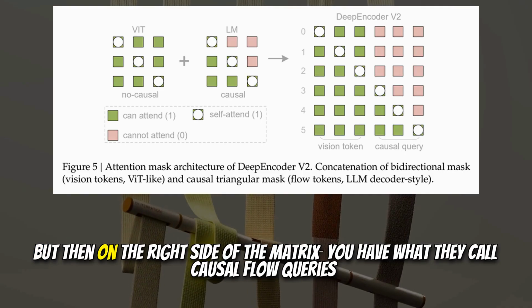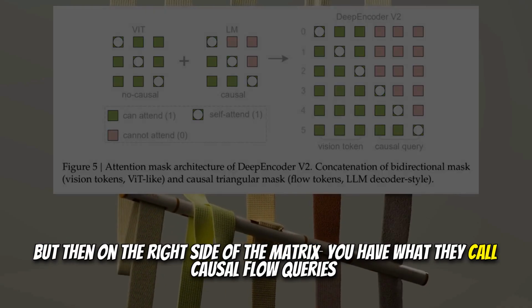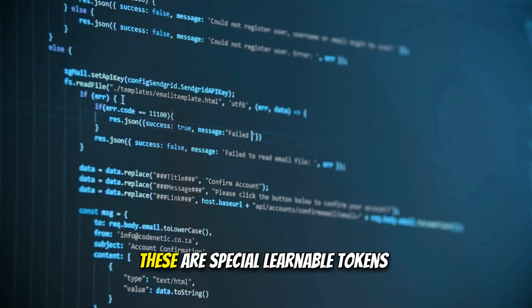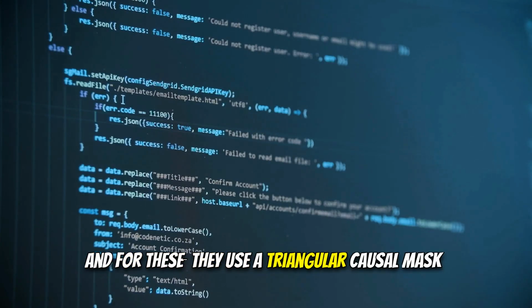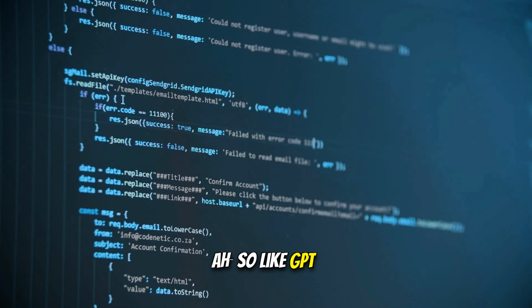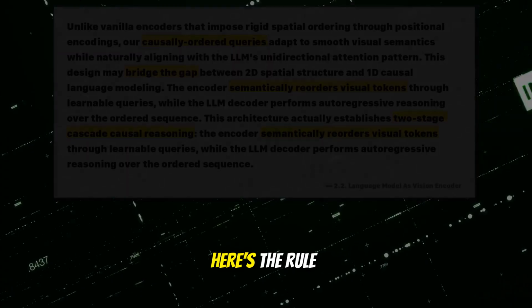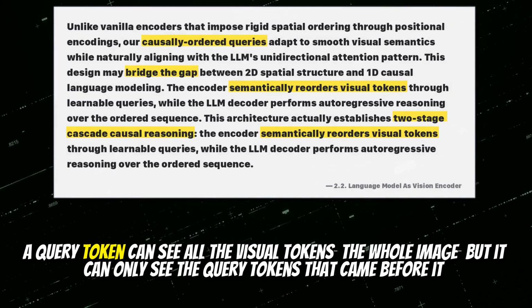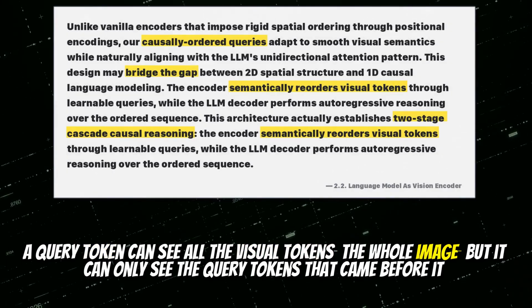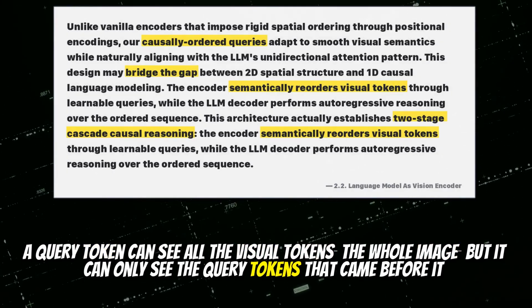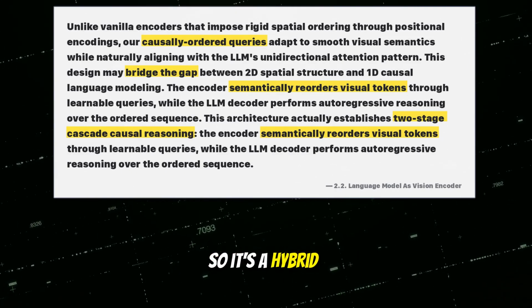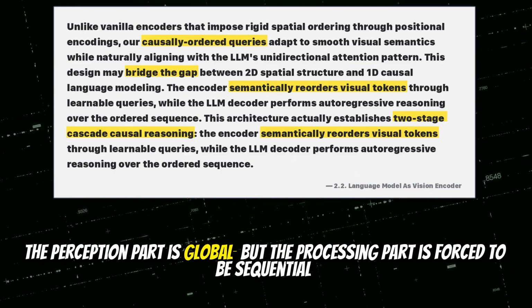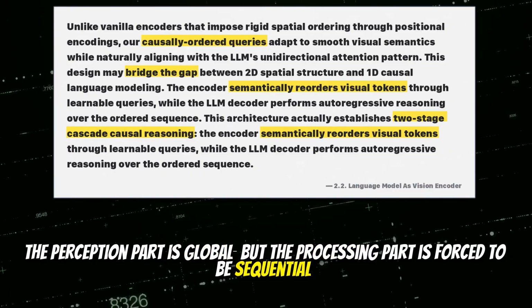Exactly. But then on the right side of the matrix, you have what they call causal flow queries. These are special learnable tokens, and for these they use a triangular causal mask. Just like GPT. Here's the rule: a query token can see all of the visual tokens, the whole image, but it can only see the query tokens that came before it. It can't see into the future of the query sequence. So it's a hybrid. The perception part is global, but the processing part is forced to be sequential.